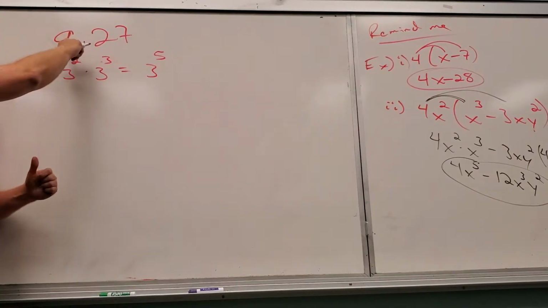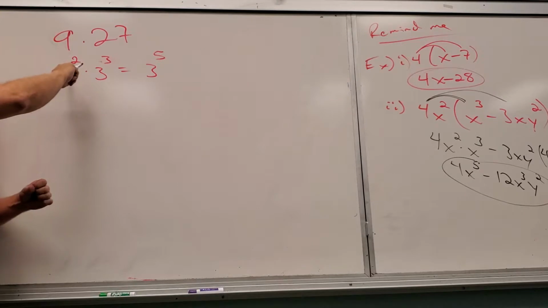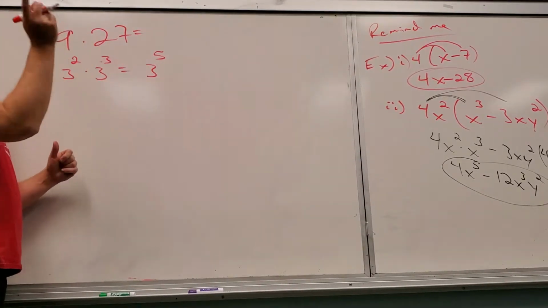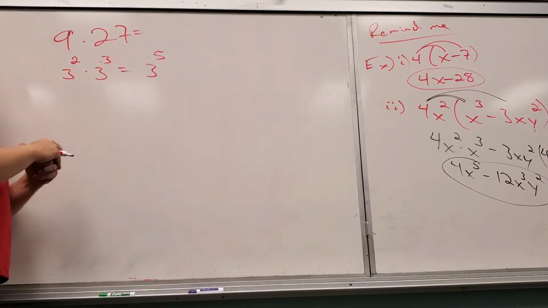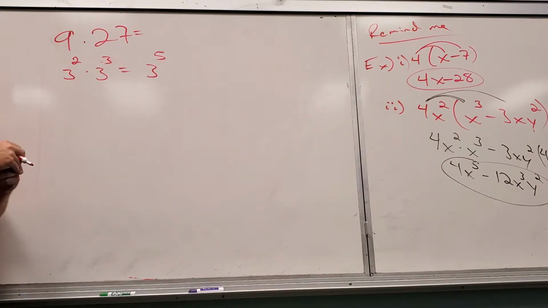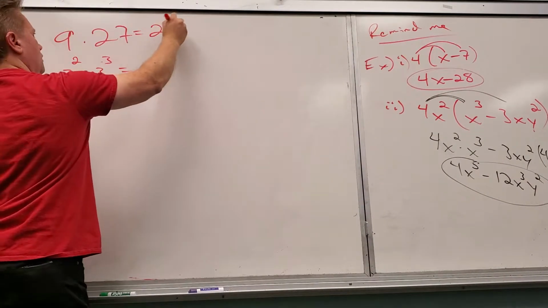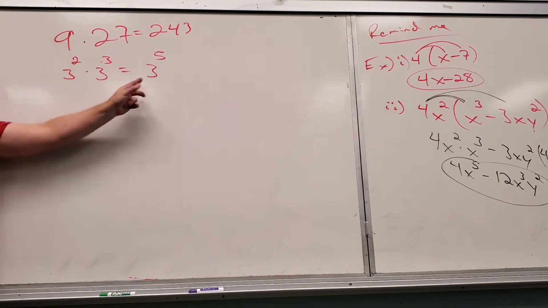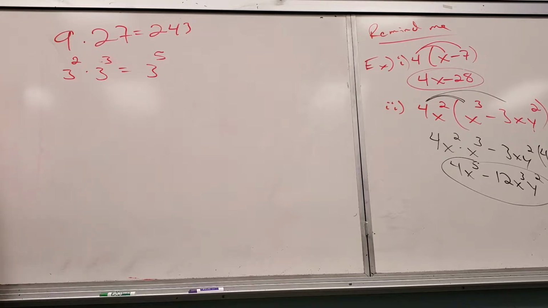So if I rewrite numbers as bases to powers, now just check me. Who's got the calculator? What's 9 times 27? Let's see if you can beat me. It's 243. Okay. Good try. And what's 3 to the 5th power? I don't know if you know where your exponent buttons are. 3 times 3 times 3 times 3 times 3. Hey, look, it's 243.